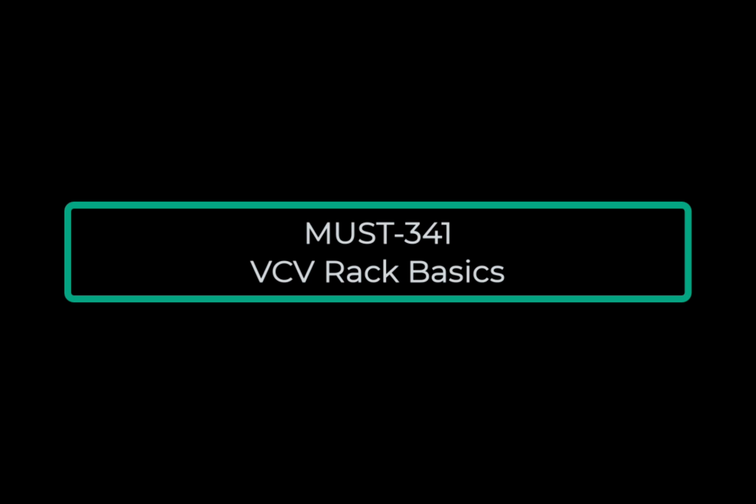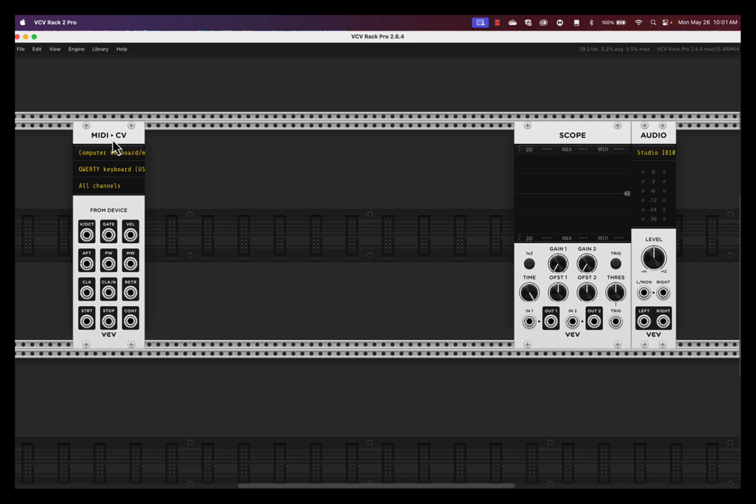So let's start with the most important stuff. How do you get data in and out of VCV? The answer is you use MIDI to CV to get the data in the form of MIDI.